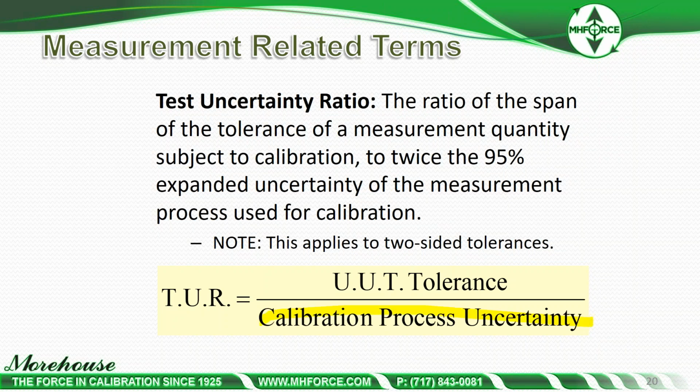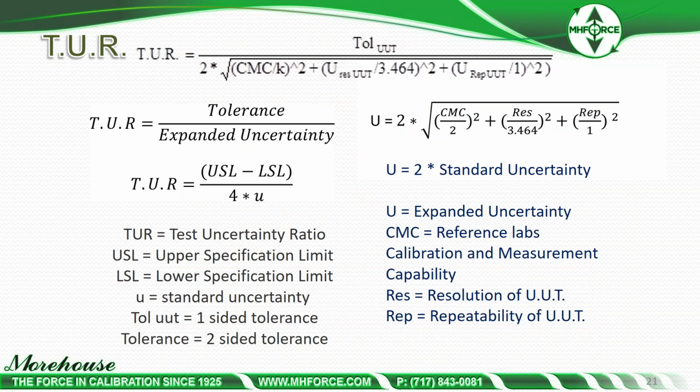What is actually in this denominator here? Well, this slide is going to show you. You have your tolerance up top, and then your denominator is typically the calibration and measurement capability of the lab divided by the appropriate coverage factor, squared, plus the resolution of the unit under test, and the repeatability of the unit under test. That's the long formula, and we multiply this by the appropriate K factor that gives us, in this case, about 95% confidence. We're using a 2, but some people may want 99, or something else. So these are the basic formulas for TUR.